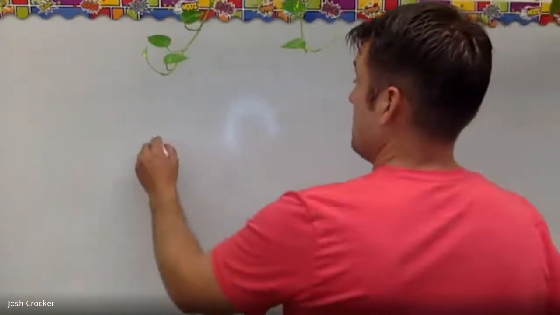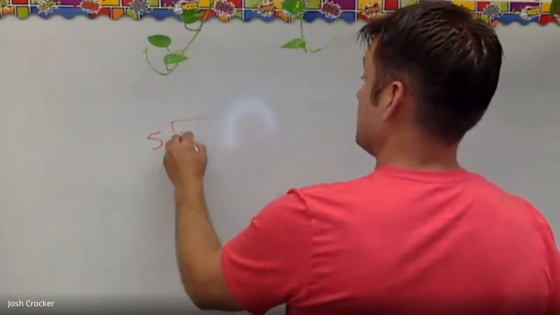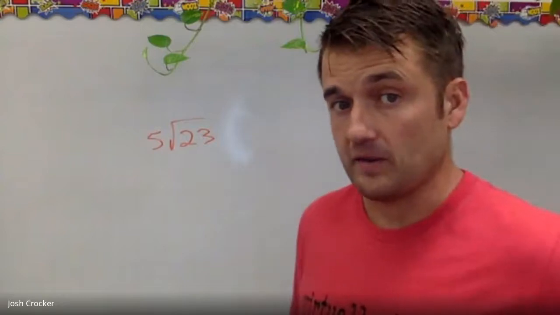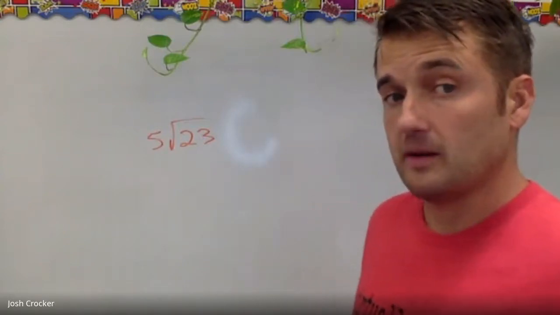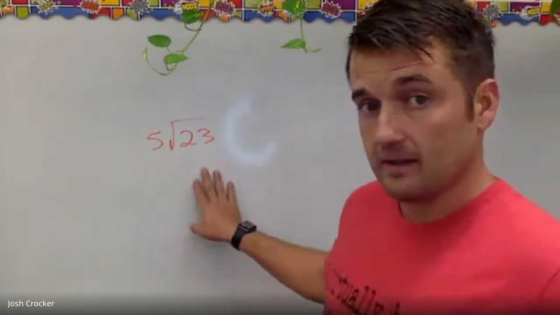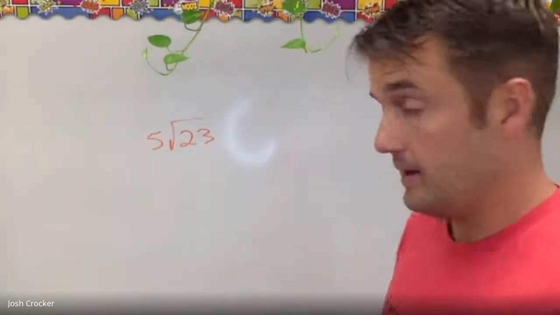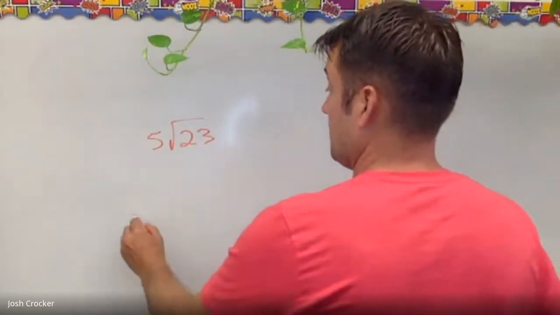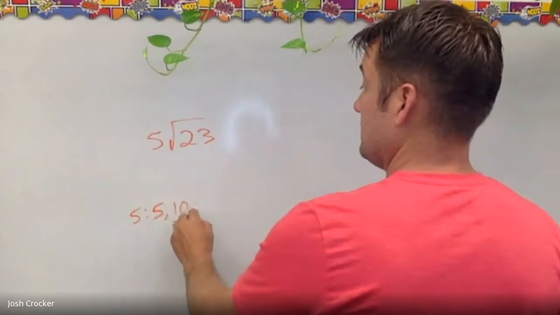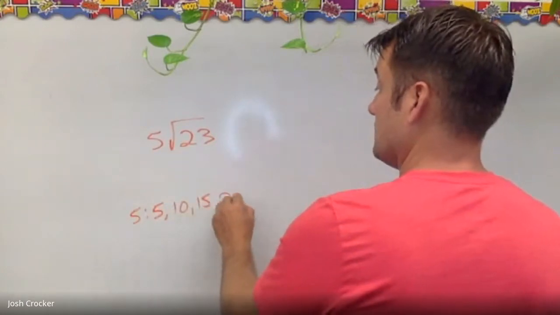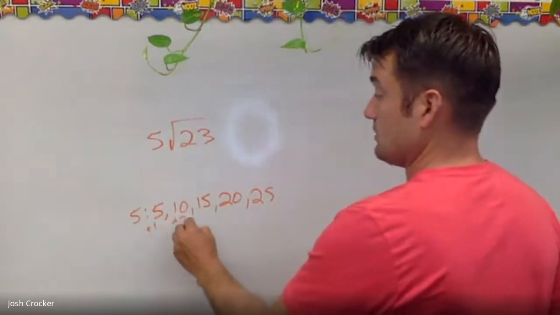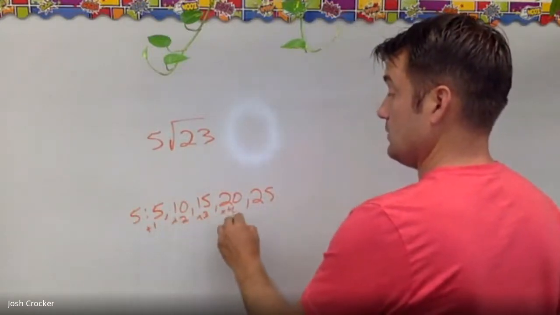5 into 23. So another way to say this is 23 divided by 5. So again, we're thinking about 5 facts, and we're thinking, how close can I get without going over? So I'm counting by 5s. 5 times 1 is 5, 10, 15, 20, 25. This is times 1, times 2, times 3, times 4, times 5.